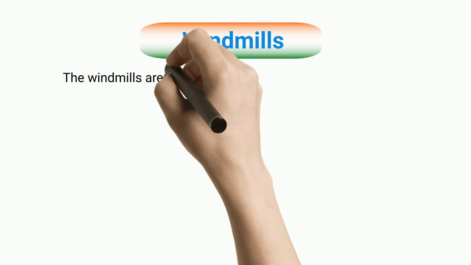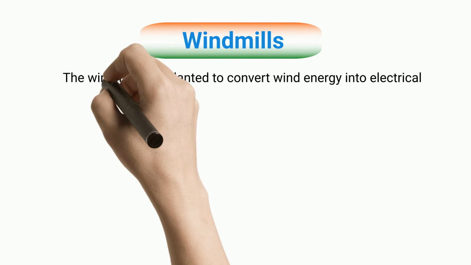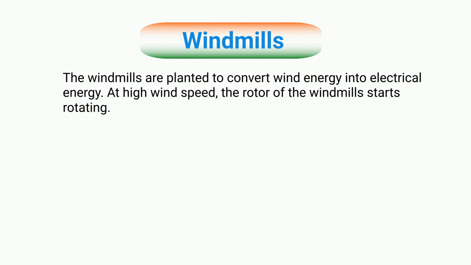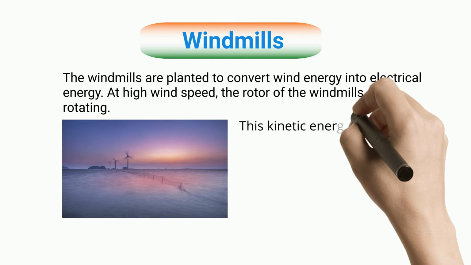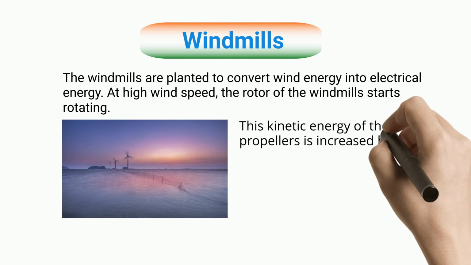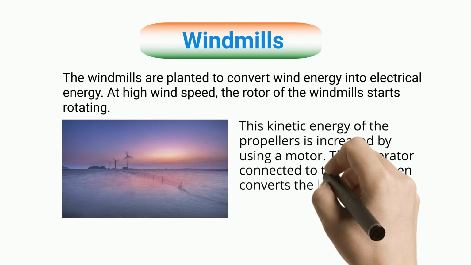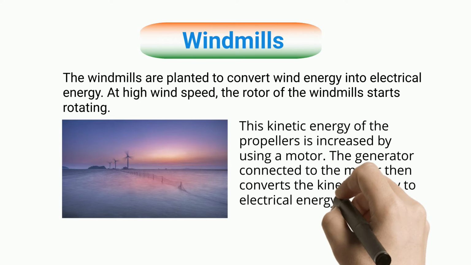Windmills. The windmills are planted to convert wind energy into electrical energy. At high wind speed, the rotor of the windmills starts rotating. This kinetic energy of the propellers is increased by using a motor. The generator connected to the motor then converts the kinetic energy to electrical energy.